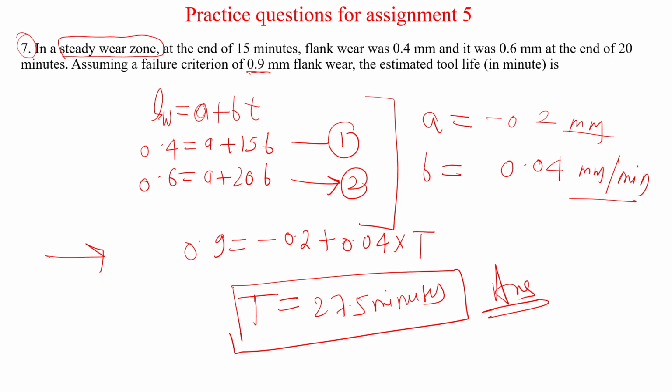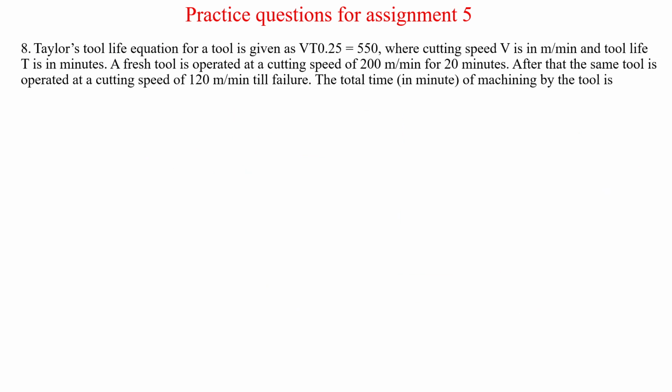Okay, fine. See, the next question, this is also a very good question. Here, the Taylor tool life equation is V T to the power 0.25 equals 550, where V is the cutting speed and T is the tool life. A fresh tool is operated at a cutting speed of 200 meter per minute for 20 minutes. After that, the same tool is operated at a cutting speed of 120 meter per minute till failure. The total time of machining by the tool is?